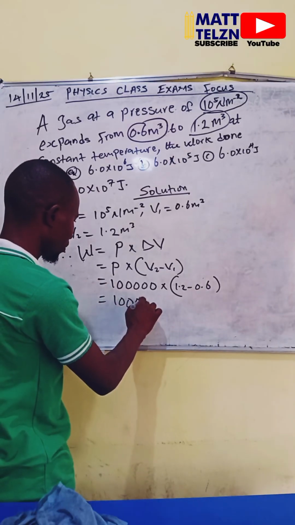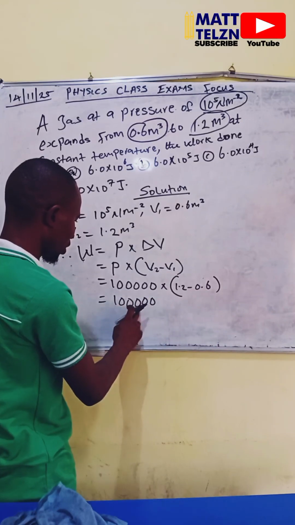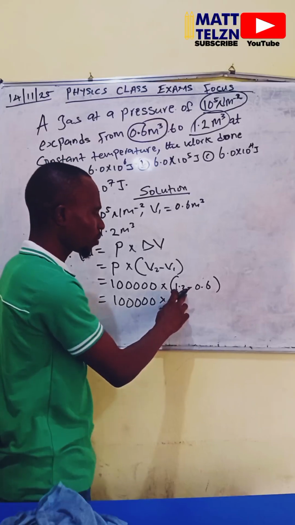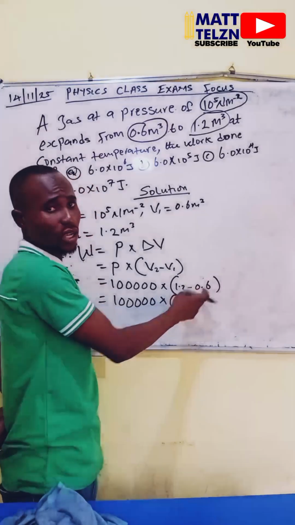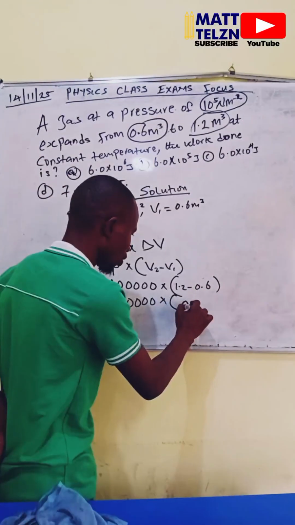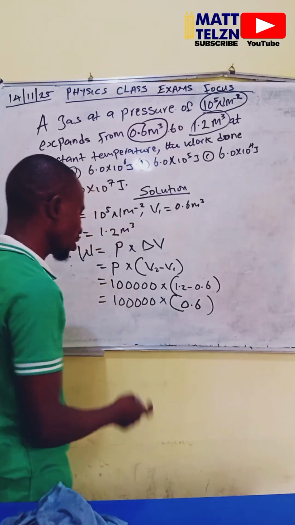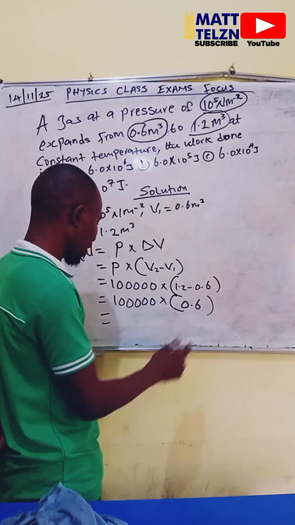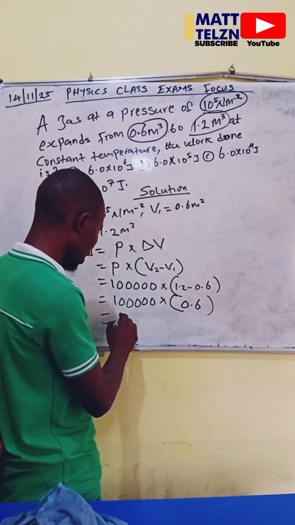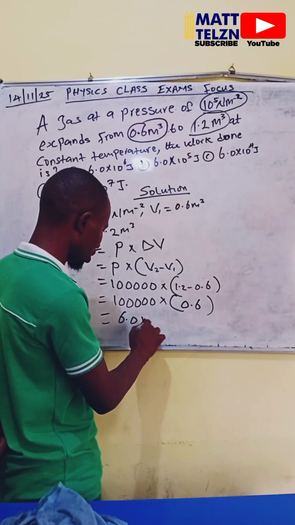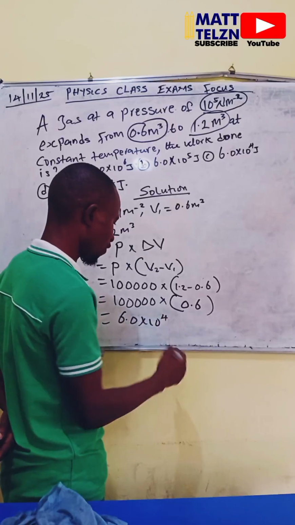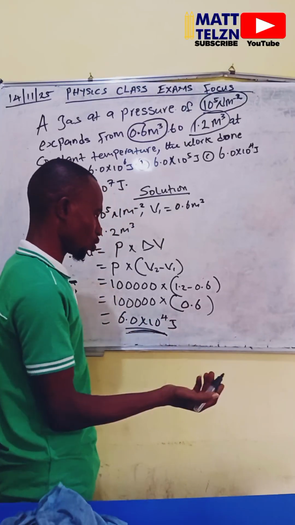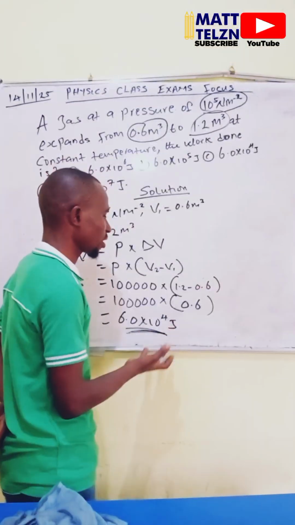1, 2, 3, 4, 5, right? Times open bracket. Now 1.2 minus 0.6 is simple, 0.6, right? So if I multiply this, what I'm going to have is 6.0 times 10 raised to power 4 joules based on my work done, right? Good. You see, very simple.